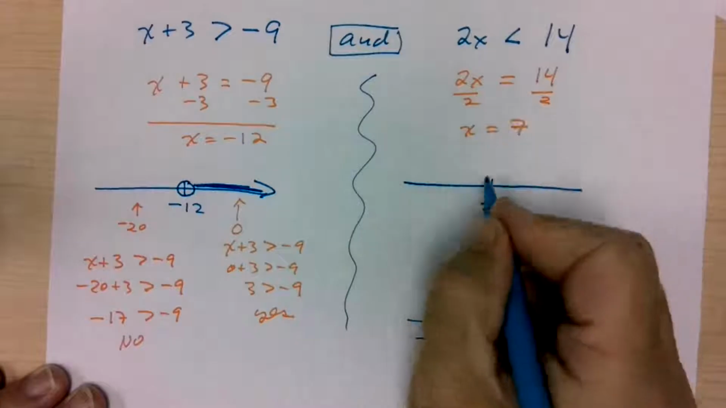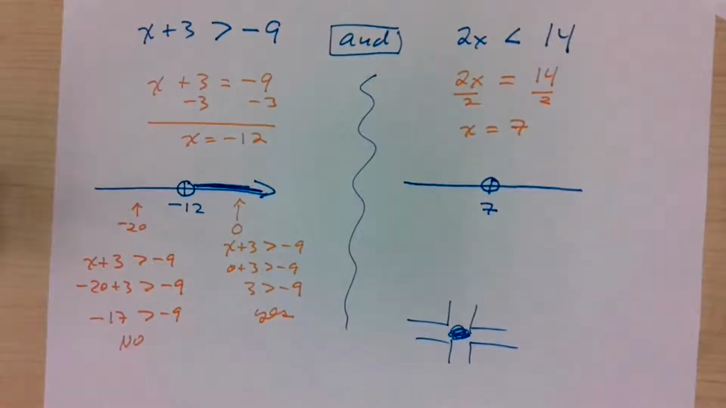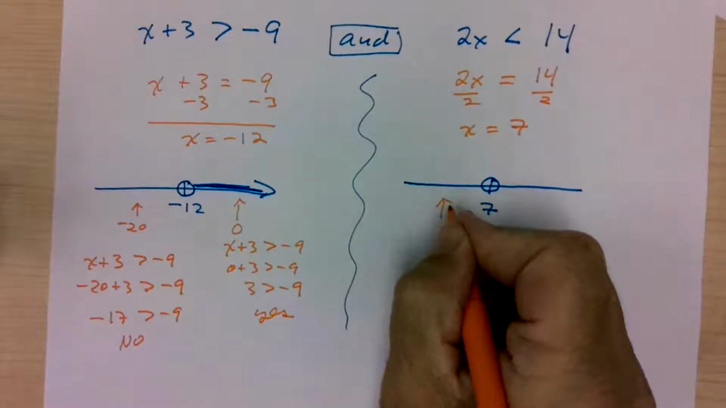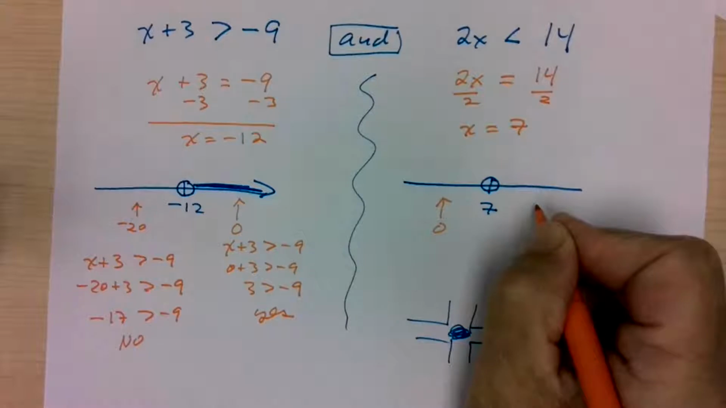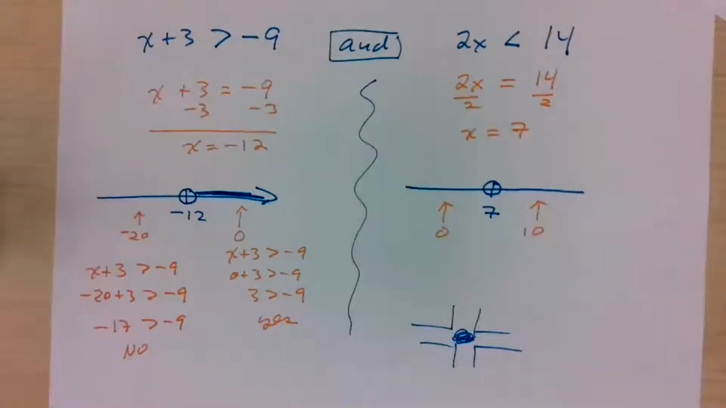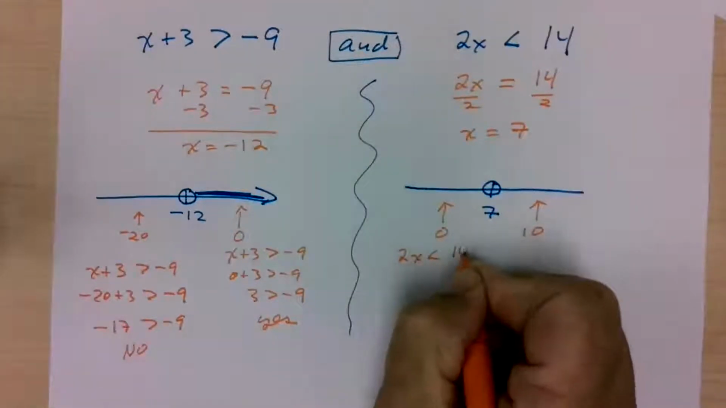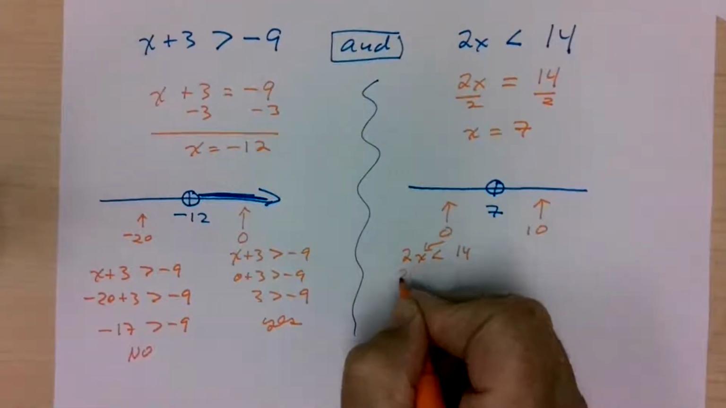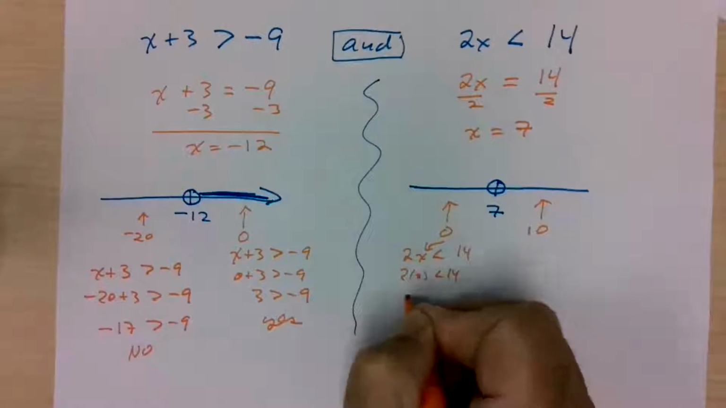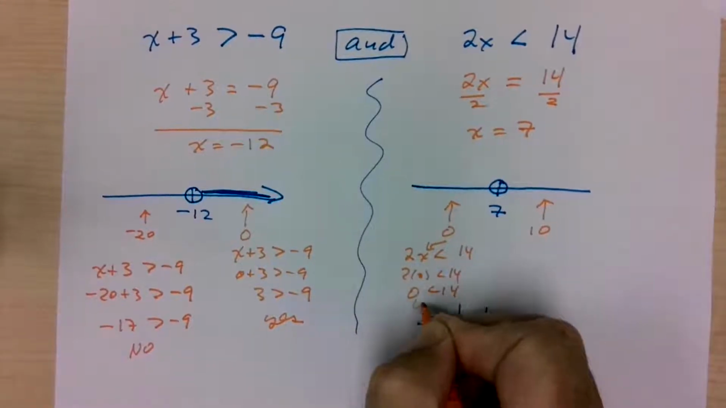7 is here, also an open circle. We're going to choose numbers on either side of 7. Something to the left of 7, less than 7, would be 0. Something to the right of 7 might be 10. 14. I'm plugging in 0. Is 2 times 0 less than 14? Is 0 less than 14? That's yes.